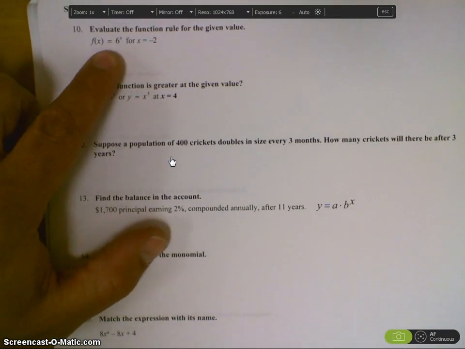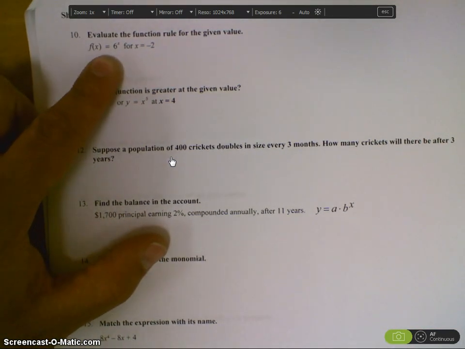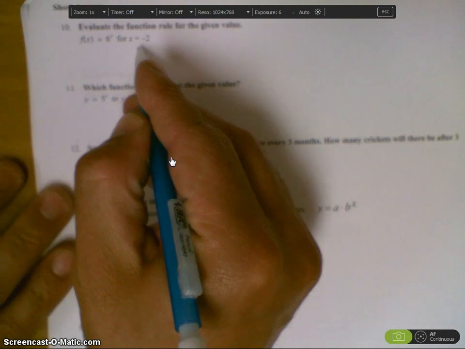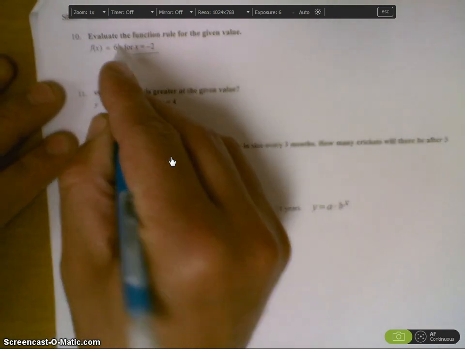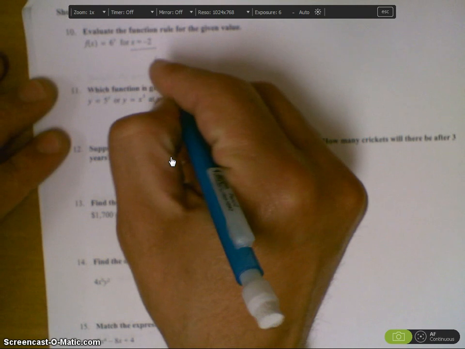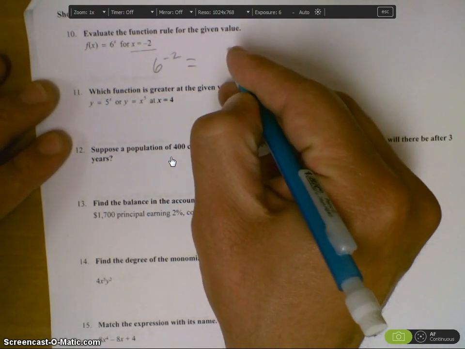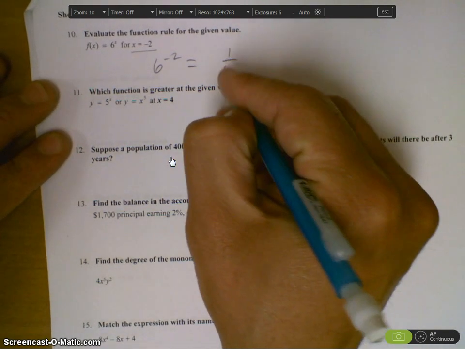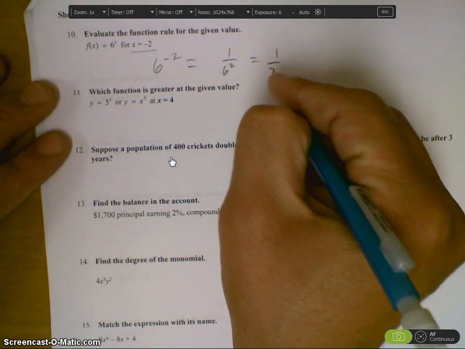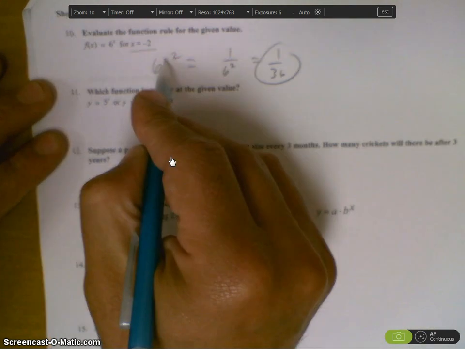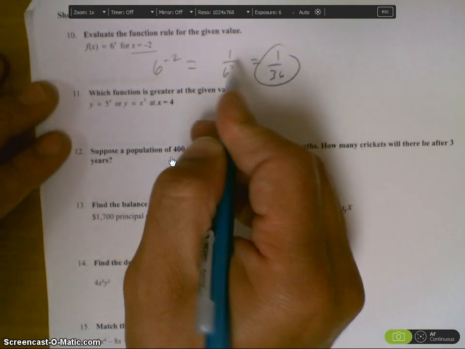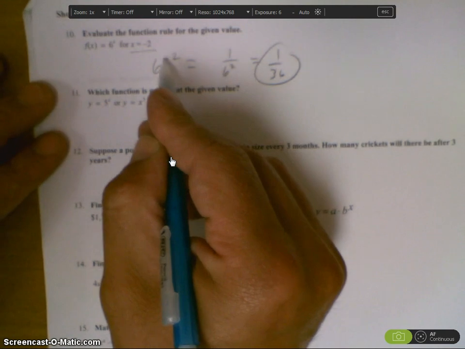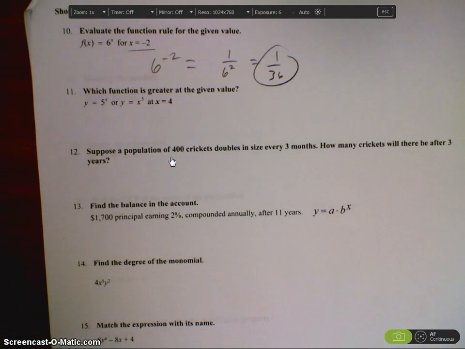Evaluate this function. F of x equals 6 to the x power when x equals -2. All we have to do is take the -2 and plug it into the function. So this becomes 6 to the -2nd, which is 1 over 6 squared, which is 1 over 36. Remember, negative exponents take a number and move it into the denominator or vice versa. When it has a negative exponent, we move it. It does not make a number negative.